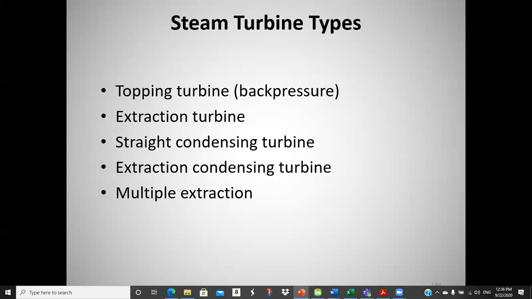Straight condensing turbine, that's what the utilities use. They come in at a higher pressure. They take it through the turbine, get it as low as they can, and then they just condense the steam at the end of it. There's an extraction condensing turbine. So you have extractions, and then the final steam goes to the condenser, and then you could have multiple extractions.